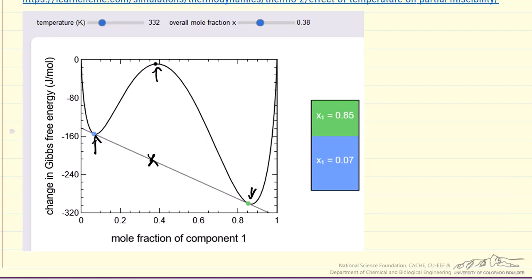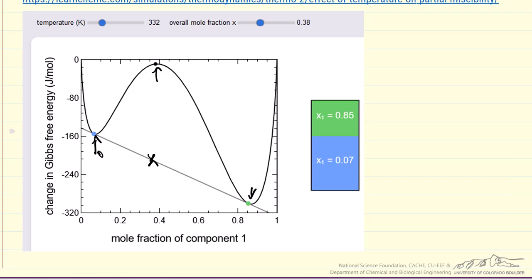And so on the right this is represented as two phases. The areas are proportional to how much of each phase, and the mole fractions are given: 0.85 for one phase and 0.07, this one here, for the other phase. And this plot of Gibbs free energy versus mole fraction is a function of temperature.